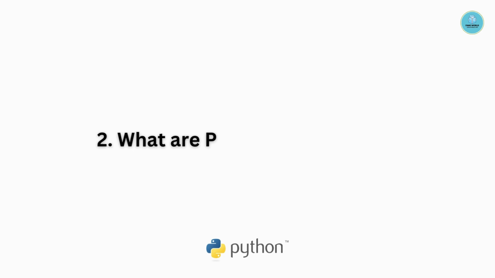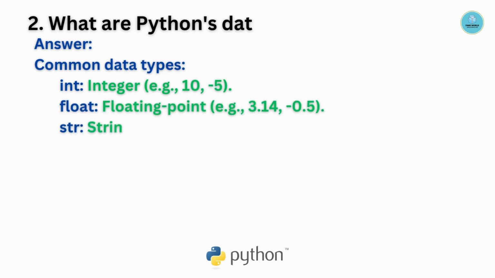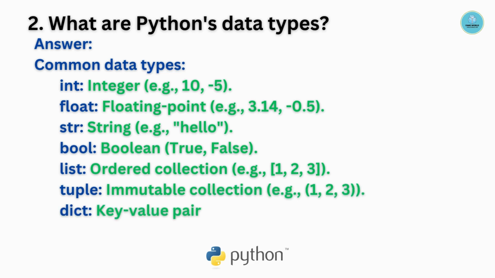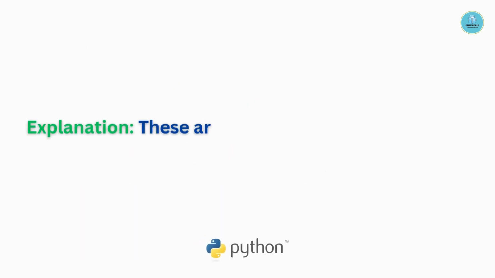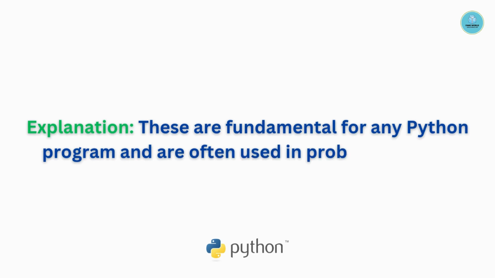Question 2. What are Python's data types? Int, float, str, bool, list, tuple, and dictionary. These are fundamental to any Python program and are often used in problem solving.